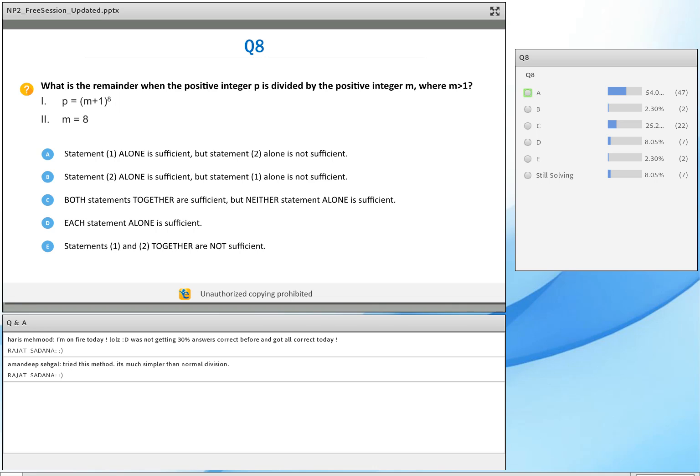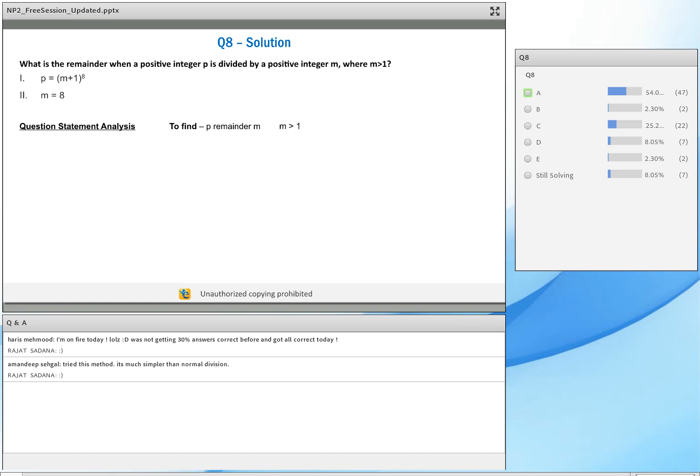So let's see what's given. The question's asking, what is the remainder when a positive integer p is divided by a positive integer m, and we know m is greater than 1. So m is a positive integer, p is a positive integer, and m is greater than 1. Let's analyze the question statement. It tells us to find the remainder when p is divided by m. Let's analyze statement number 1.